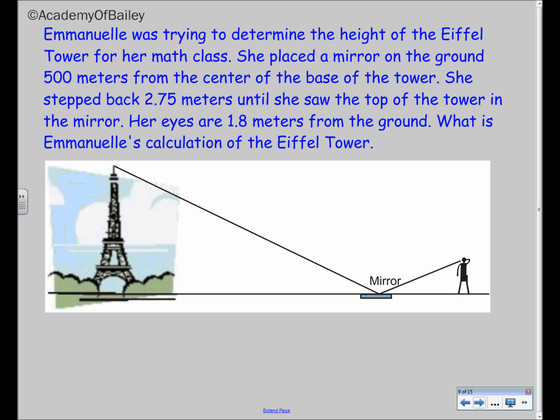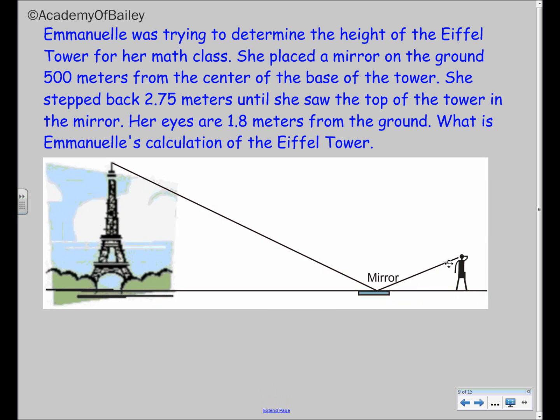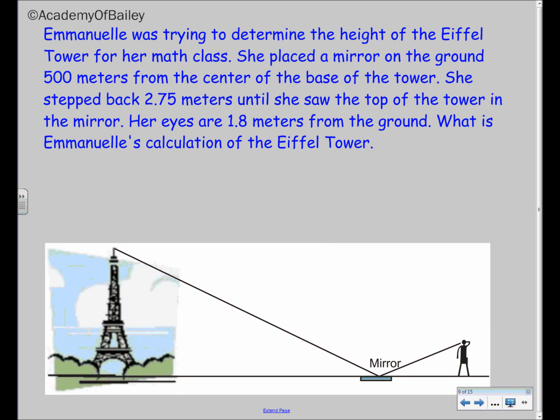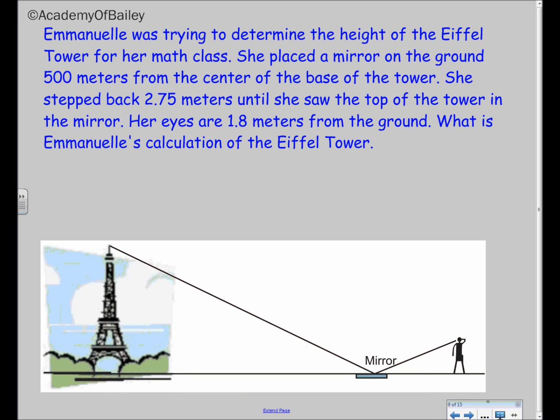All right, I'm looking here. Emmanuel, she's trying to get the height of the Eiffel Tower. Let me move it down here. Let's plug in some numbers that we know. She placed the mirror on the ground 500 meters from the center of the base of the Eiffel Tower. She stepped back 2.75 meters until she could see the top of the tower in the mirror, and her eyes are 1.8 meters from the ground. What is Emmanuel's calculation of the Eiffel Tower? I'm trying to find the height of the Eiffel Tower.